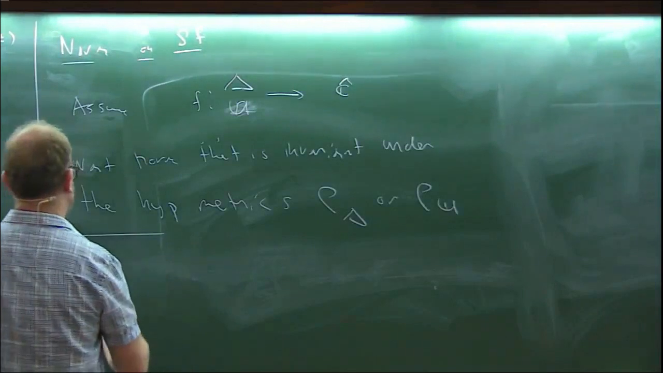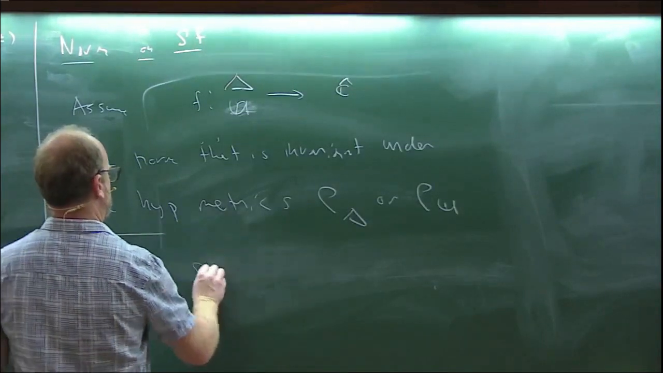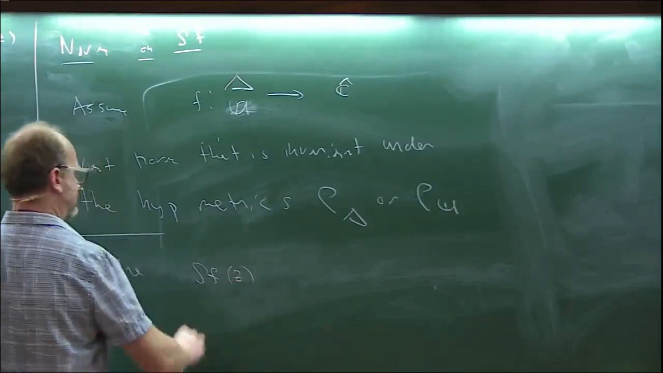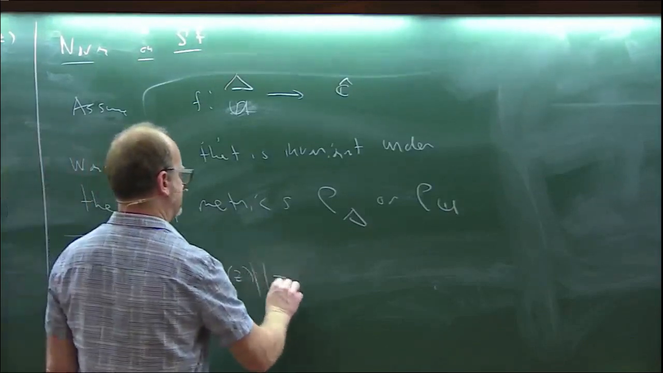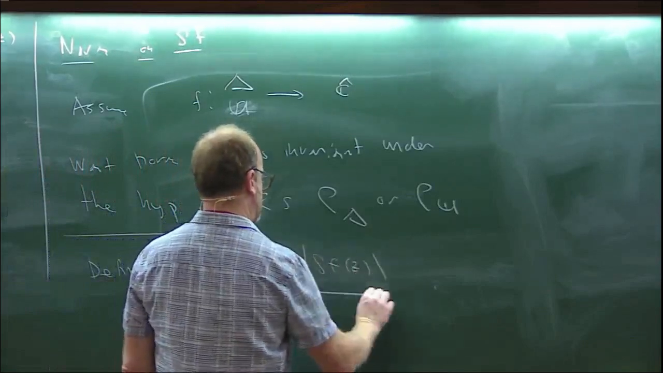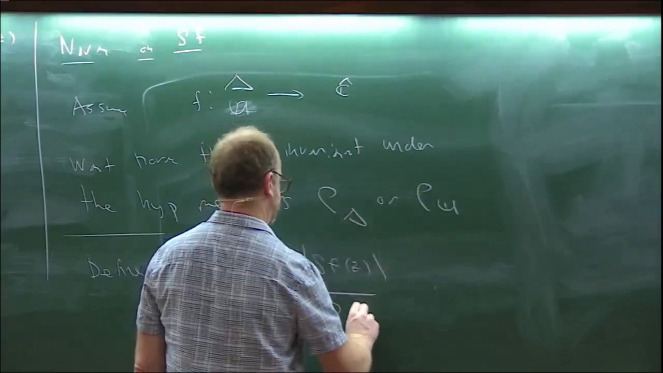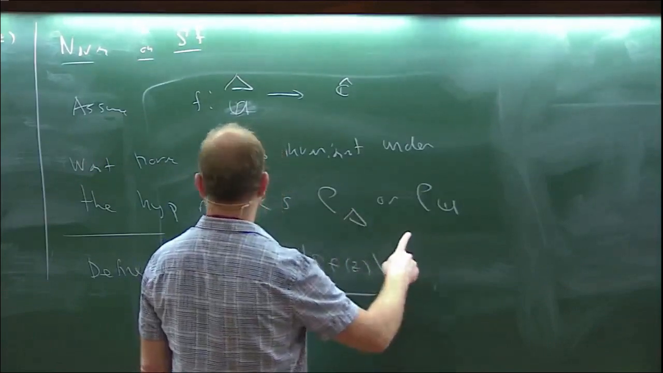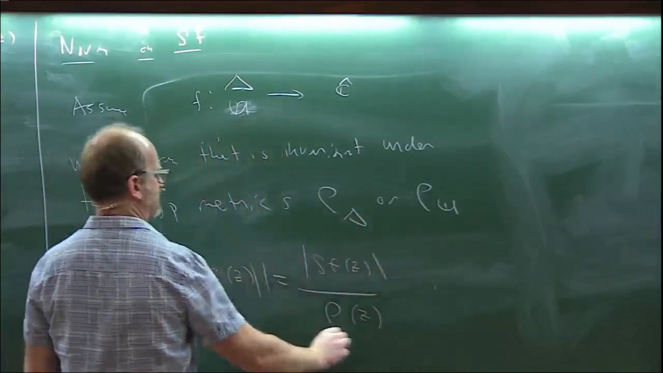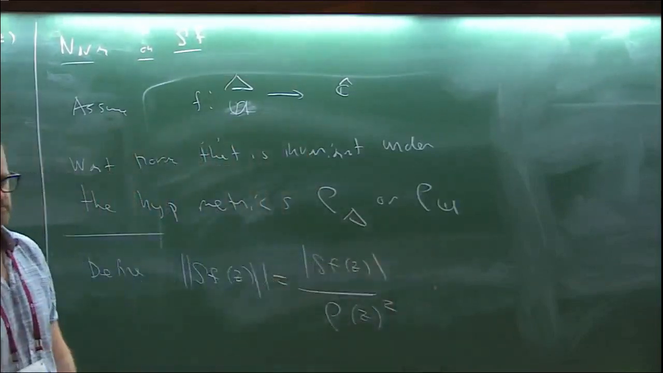And so the key is we define the norm of the Schwarzian, which I'll write with 2 bars. Well, we just take the absolute value, and then we divide by the metric squared. So this is the line element, this is an area element.